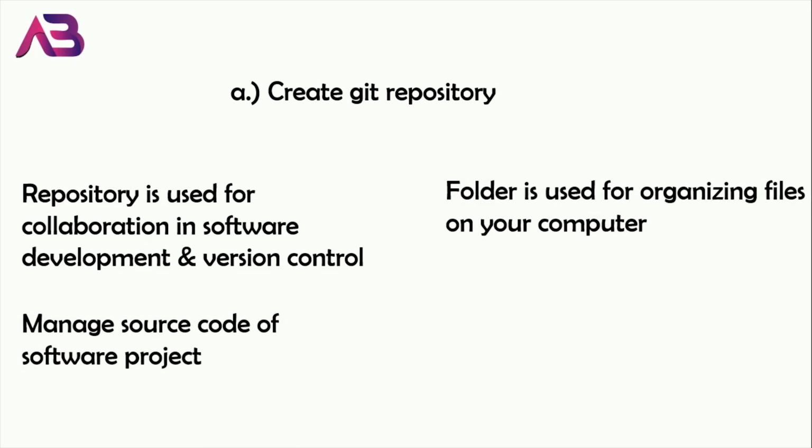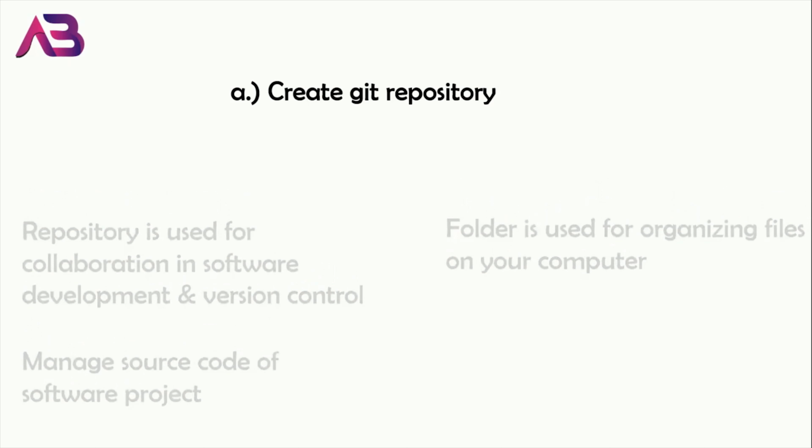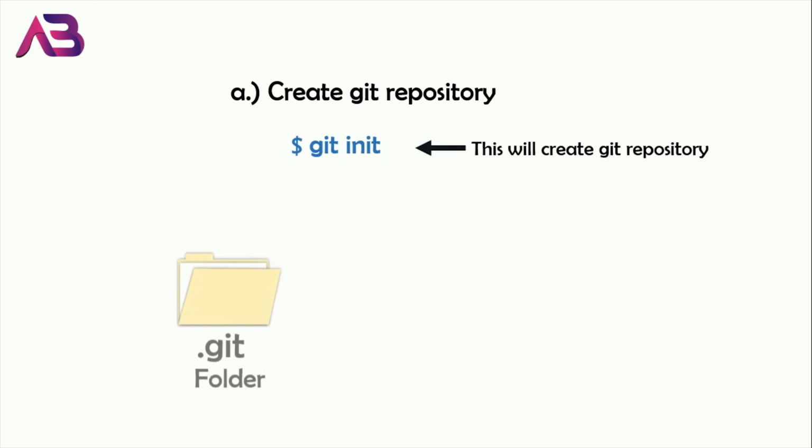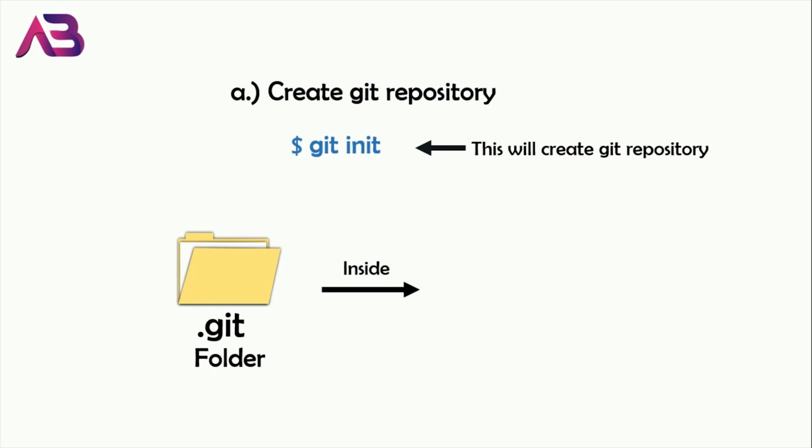Now to create a Git repository, you can use Git Bash for it. I have already made a video on Git Bash. You can check it out later. So to create a Git repository, you can use this git init command on Git Bash. By this command, a .git folder will be created inside your project directory, where all your project files are stored.